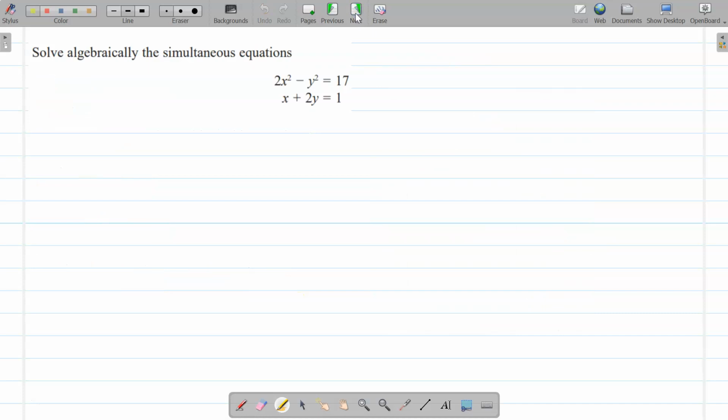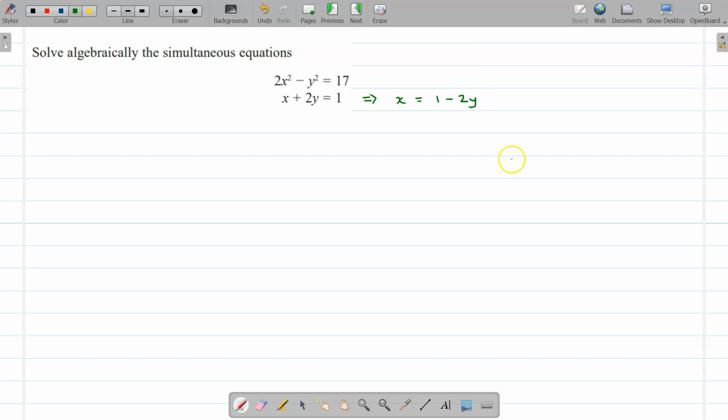And next one. Solve algebraically these simultaneous equations. So this is a classic situation where you've got one quadratic and one linear. It's an unusual quadratic, a special type of quadratic in two parts, but that doesn't matter. You just need to use the algebra. So what you need to do is first of all rearrange the linear part. So I would say that implies that x equals 1 minus 2y.